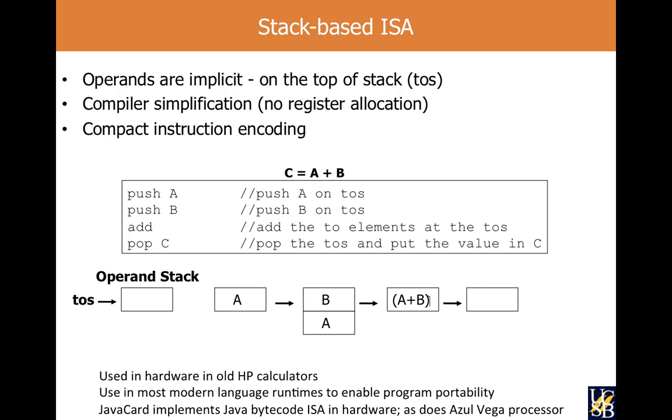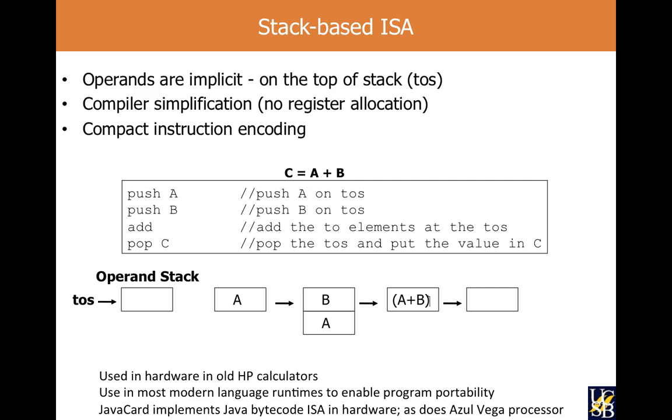So the first thing we do is we push A onto the operand stack. TOS stands for top of stack. We then push B on the top of the stack. Add then has no operands. Add knows to go to the operand stack, take the top two values, consume them, that is, pop them off, perform the operation A plus B, and push the return value onto the top of the stack, TOS.